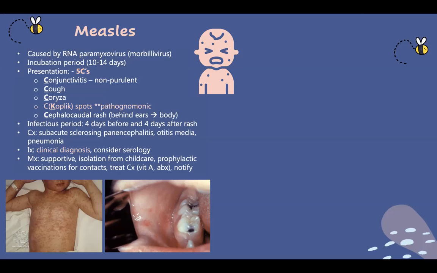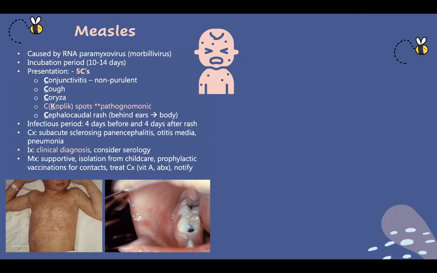And also the rash is cephalocaudal, so it starts from behind the ears and then spreads down into the body. So last year we had the question, how long is measles infective for? So 4 days before, 4 days after the rash. So just to remember, 4 days after the rash is when they stop being infective or contagious.